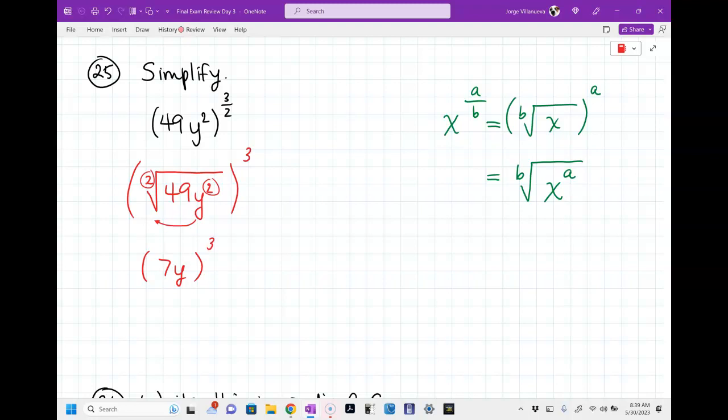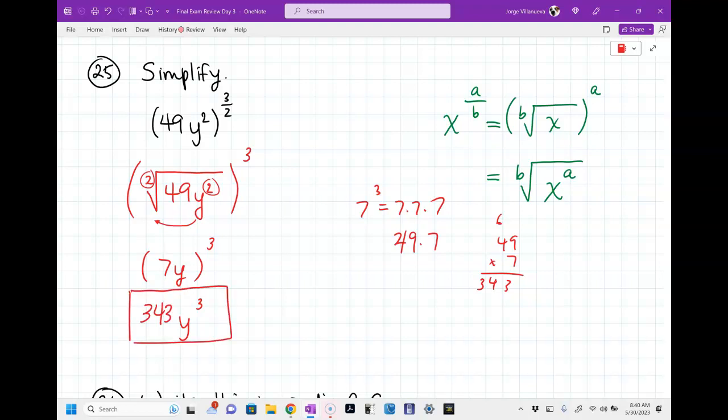7 to the third, I don't know exactly what it is right now. We'll find out. But y to the third, I know is y to the third. So 7 to the third is just 7 times 7 times 7, which is 49 times 7. So 49 times 7, that's a 63. That's 28. So 343. And there's your answer. So 343y cubed. Now your calculators can do 49 to the 3 halves, but it can't do y squared to the 3 halves. So you are going to have to kind of do that one on your own.